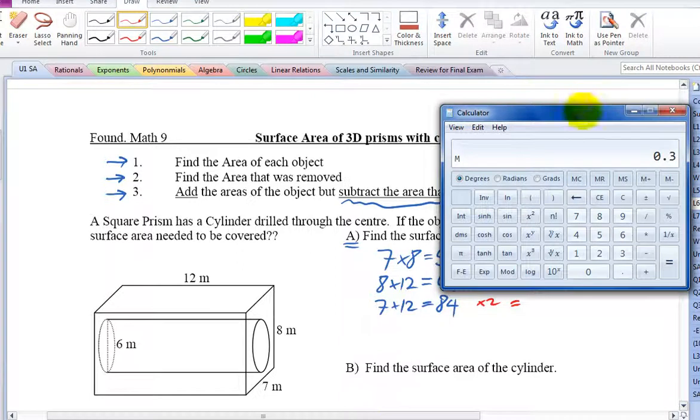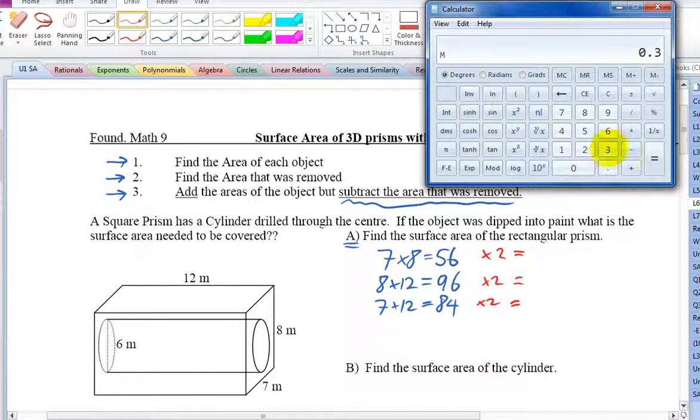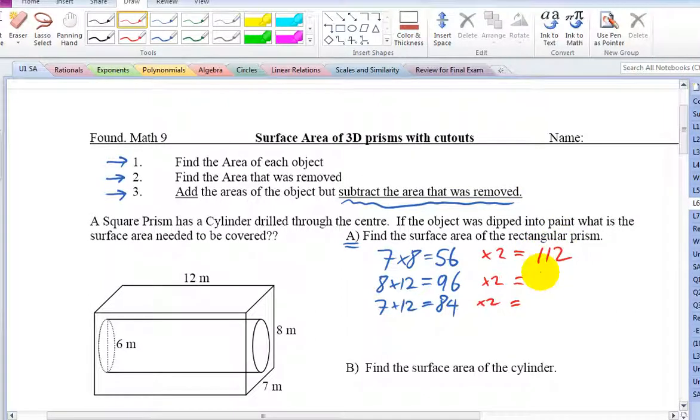Okay, so don't forget you have a top and a bottom, a left and a right, and a front and a back. So you should double everything. Okay, so this will be 112. This will be 192. Is that right? And this one will be 168. Then we'll add them all up. What's the total? 472. Okay, good.